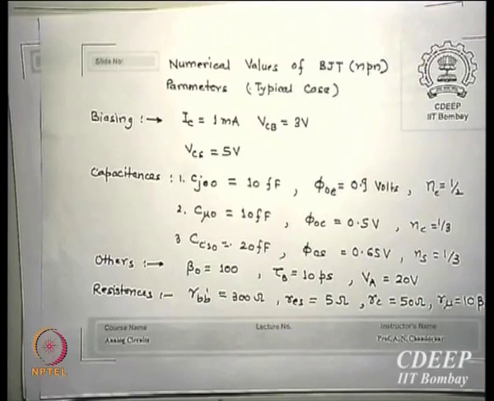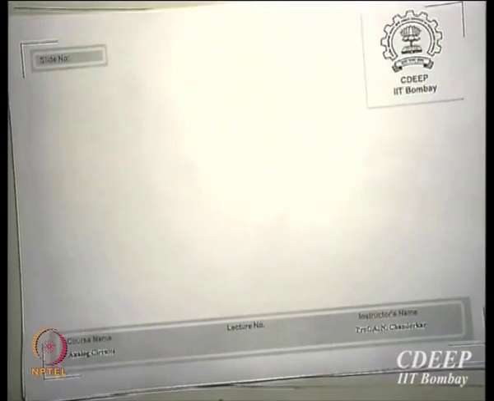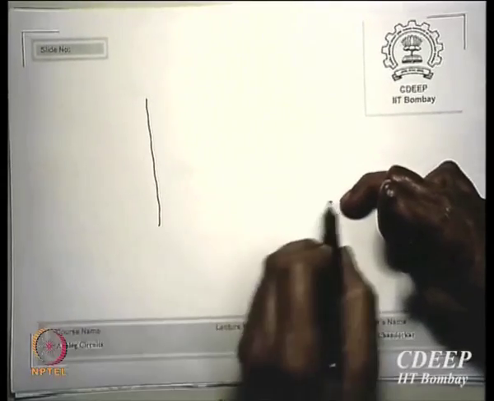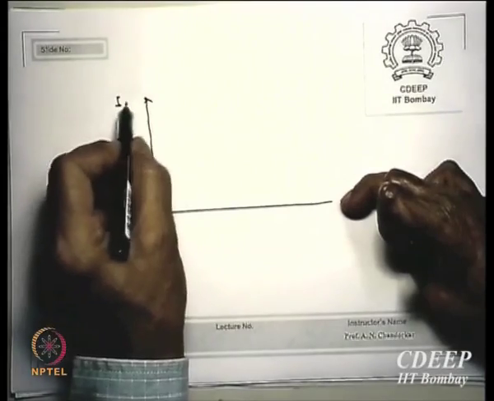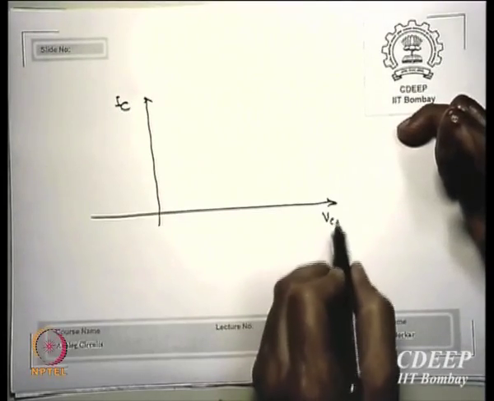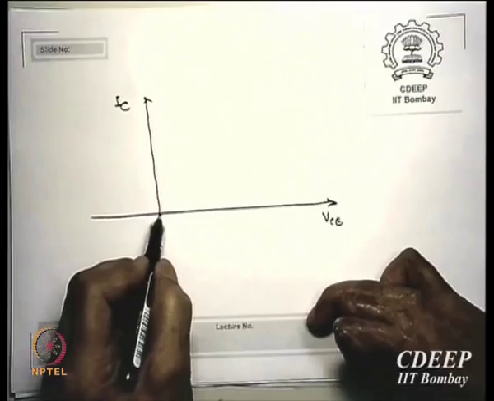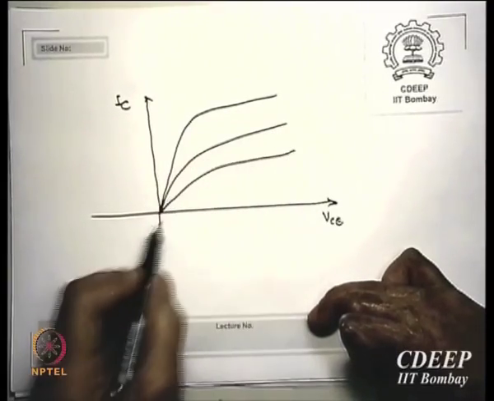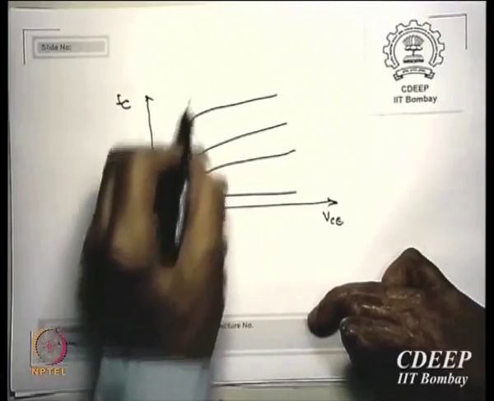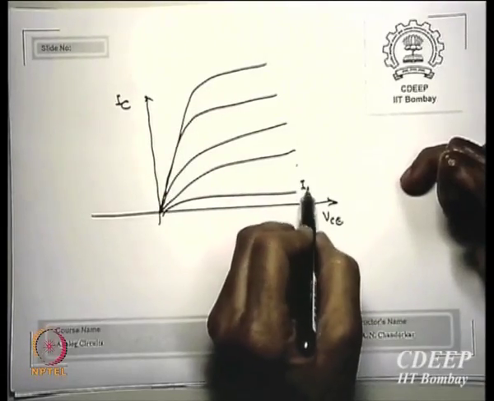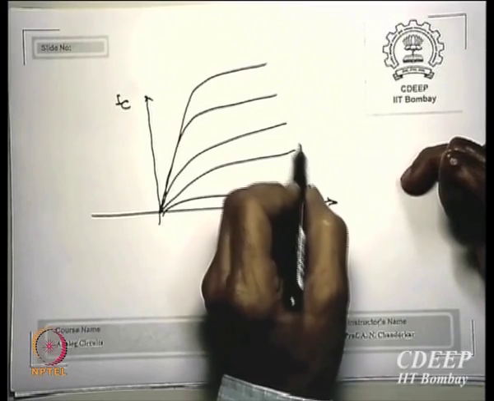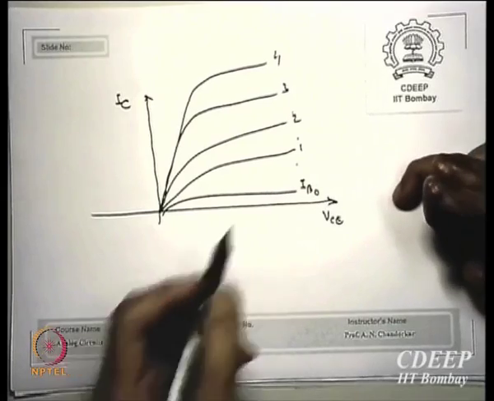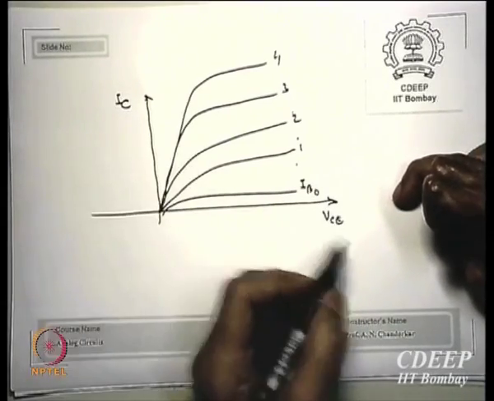I keep saying earlier also, if you have the characteristics of a transistor, maybe I'll redraw it. If I have collector current versus VCE drawn at different VB or IB values, this is IB 0, 1, 2, 3, 4. And what did we say? This is a DC current versus DC voltage.